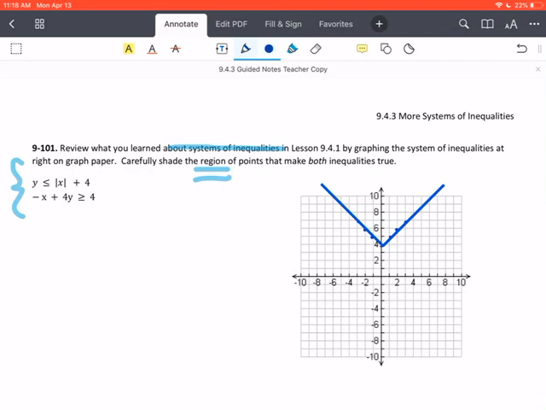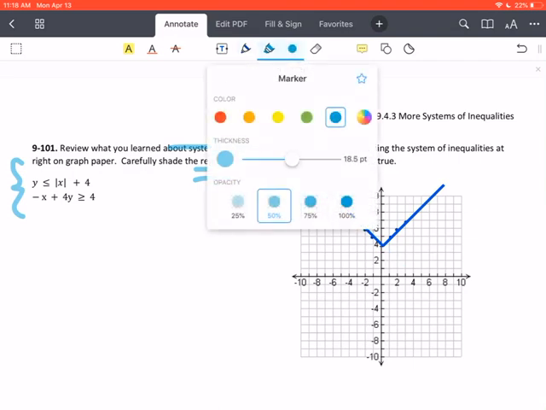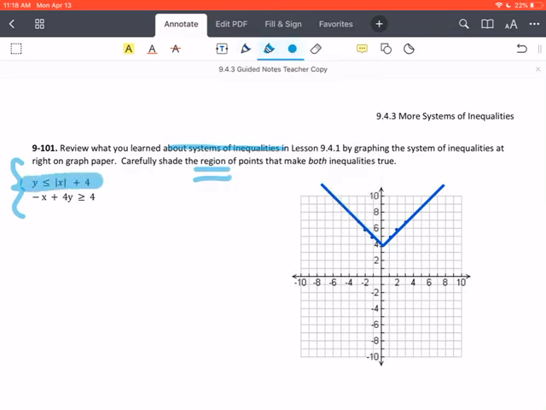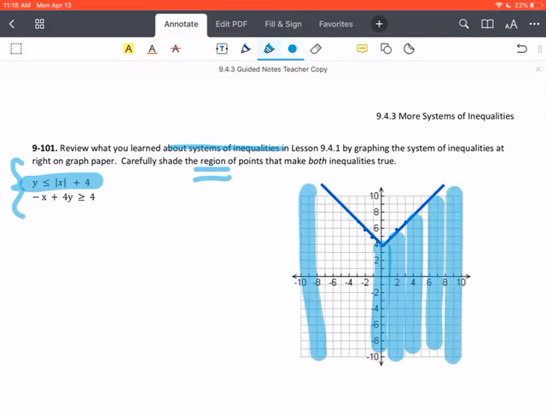Now from there we want to figure out where to shade. We see that it is less than, so we go straight down from the vertex. That tells us that this entire region holds points that will make the first inequality true.